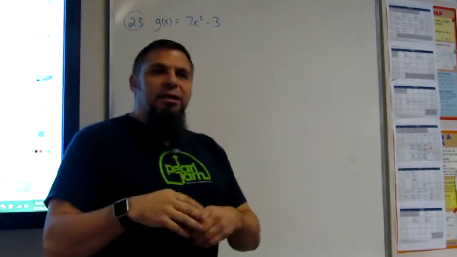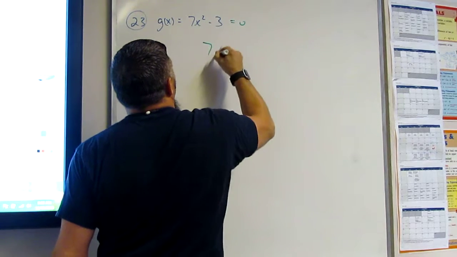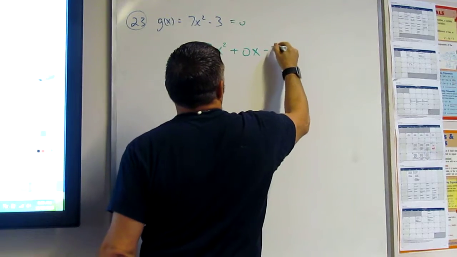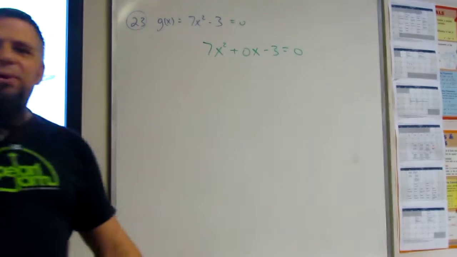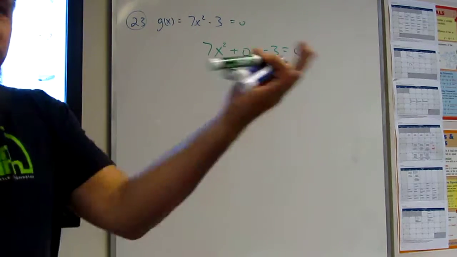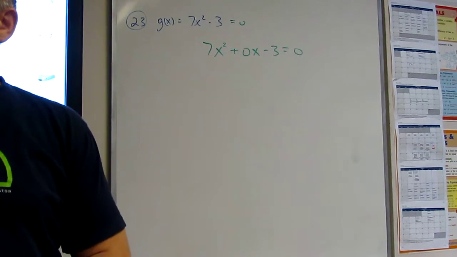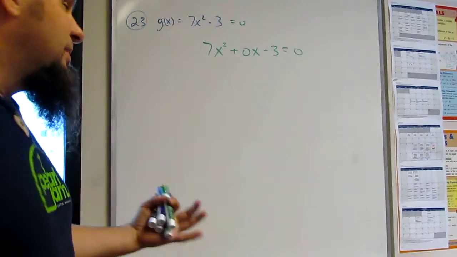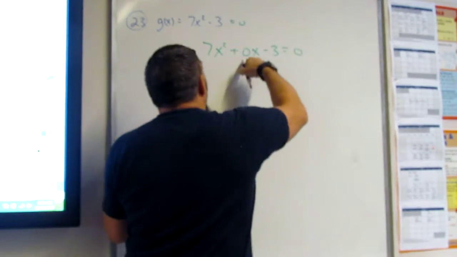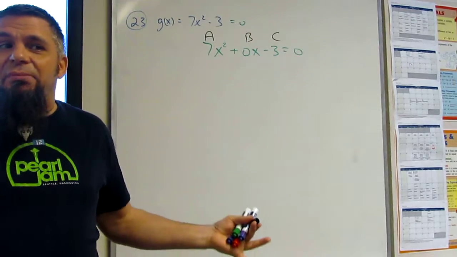This one. Again, we set it equal to 0. But in this case, I need to rewrite it. 7x squared plus 0x minus 3 equals 0. Why did I put 0x? Because there's no b. I need a b. I need an A, I need a B, and I need a C. If I don't have it, I can't plug it in.